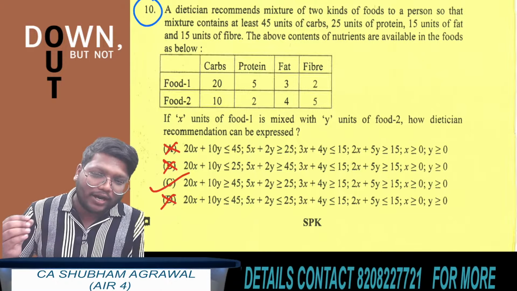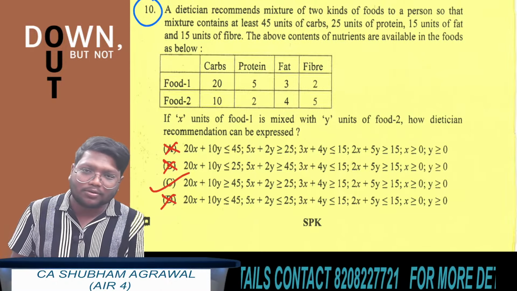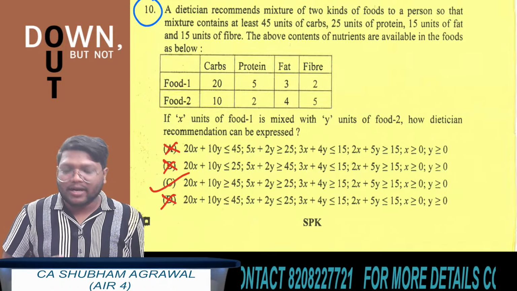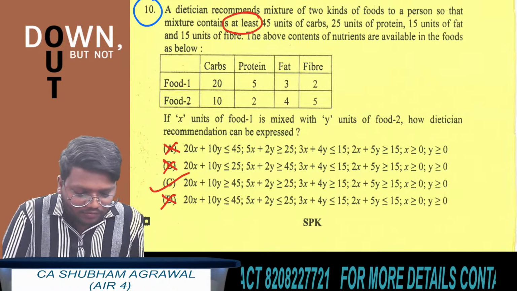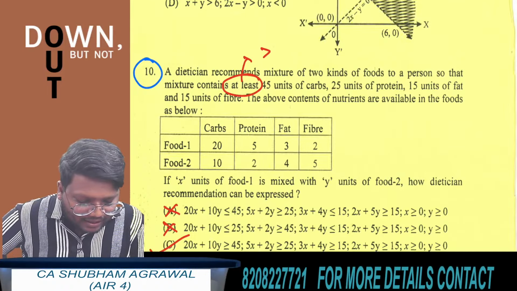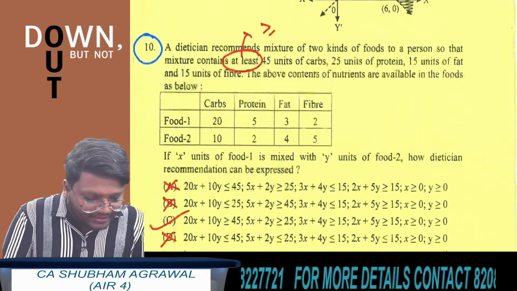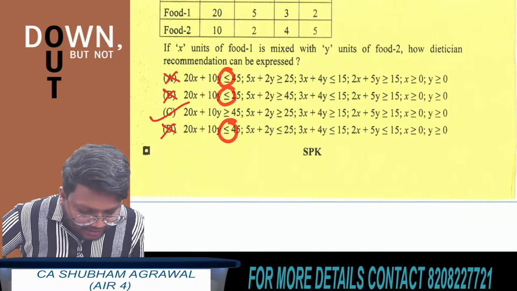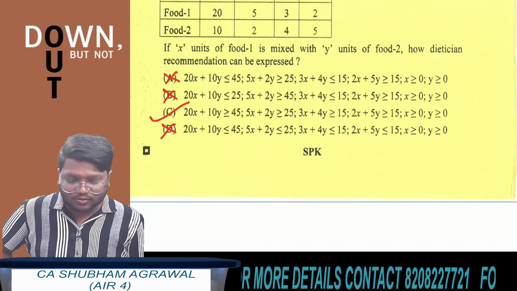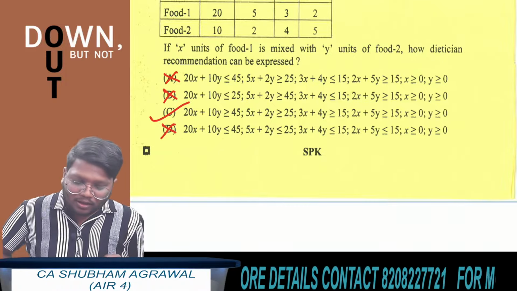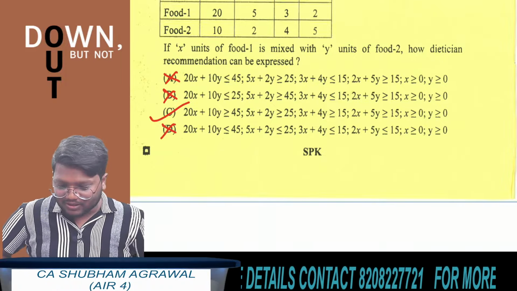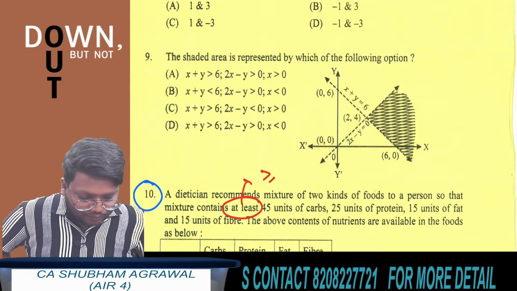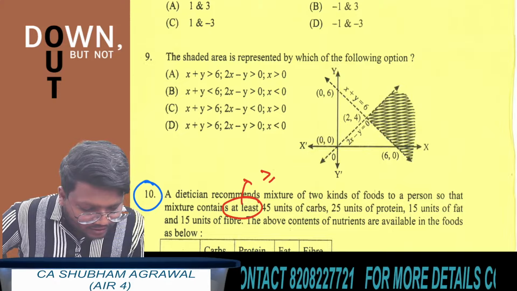There is no need to write all the inequalities and then check the options. What you have to do is directly check which options you can eliminate. At least means what? We already know that at least means the greater than or equal to sign. And you can see that in options A, B and D, they have used less than or equal to. So definitely options A, B and D are wrong. It means option C is the correct answer.